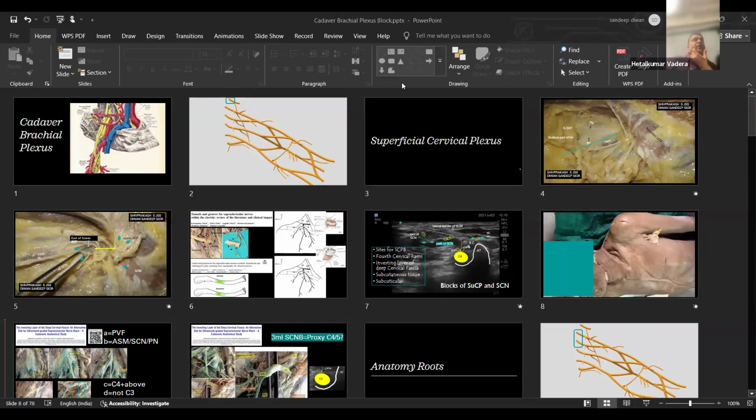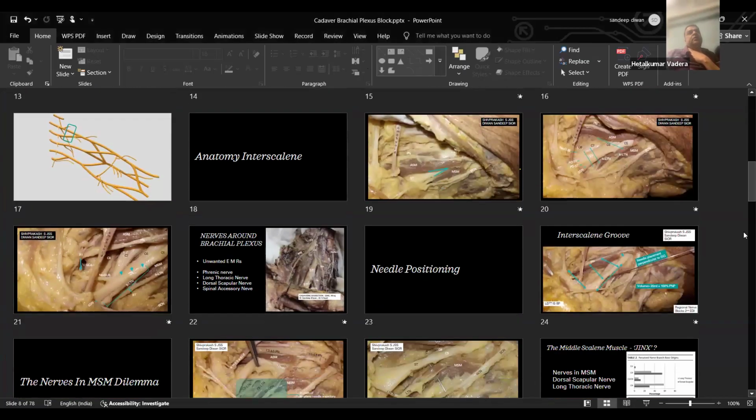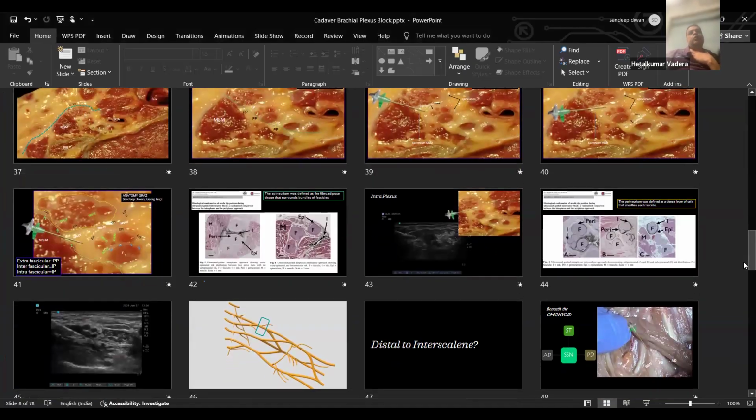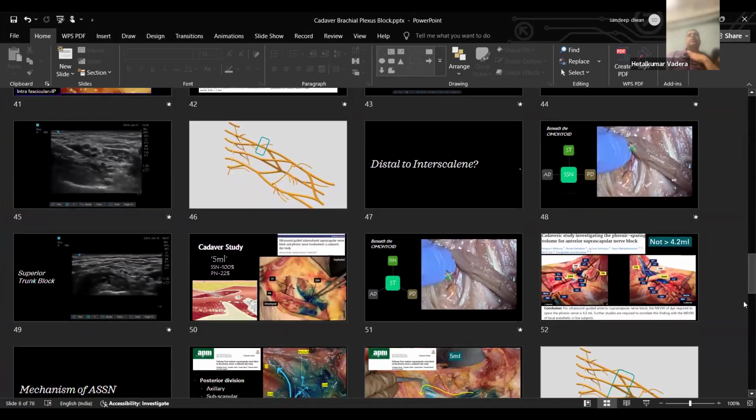Sir, I wanted to ask you a question. In the era of landmark-guided blocks, maybe before 20-25 years, for supraclavicular, we used to just hit the first rib and inject the drug. Same way, for interscalene, we used to hit the Chassaignac tubercle, I mean C6, and inject the drug. Was it volume dependent only, or were we in particular areas, sir?